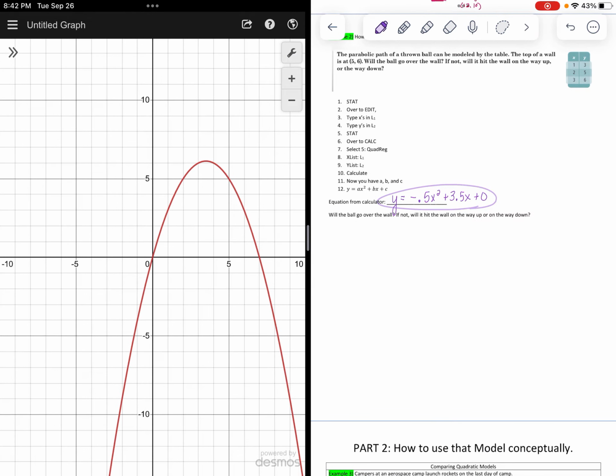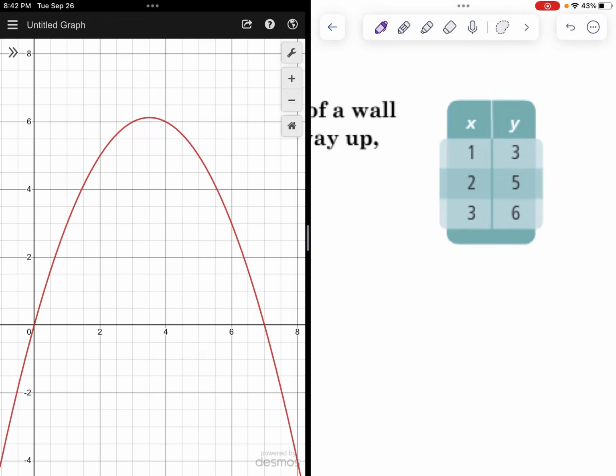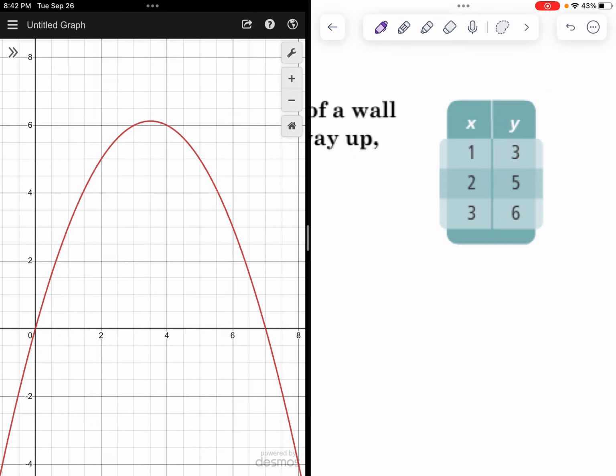I'm really hoping you can see those points on this graph. If I go over here, you should be able to see the point (1, 3) right here, and the point (2, 5) right here, and the point (3, 6), which is right here.